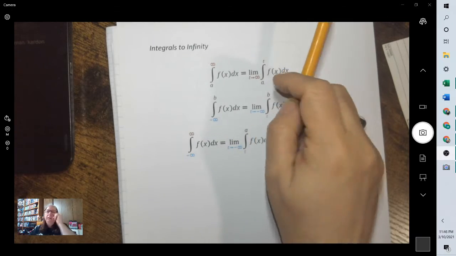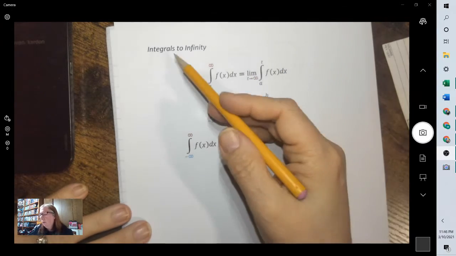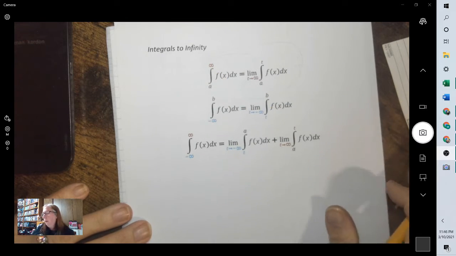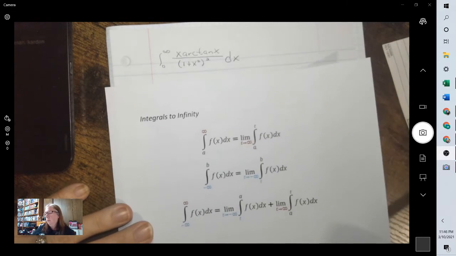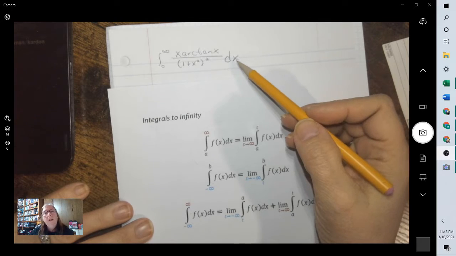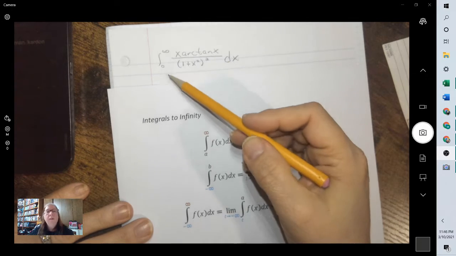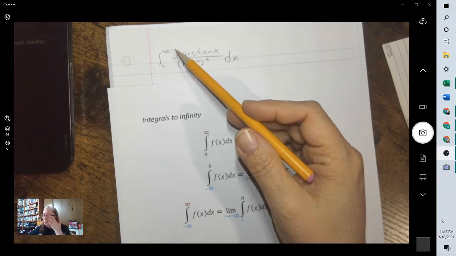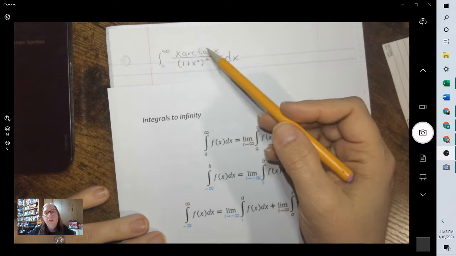Hello everyone. Last class we talked about integrals to infinity, and there was one problem a lot of people had questions on from the homework, so I thought we'd go over it first.